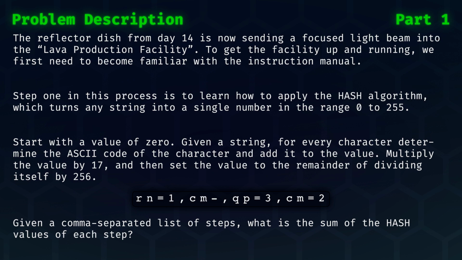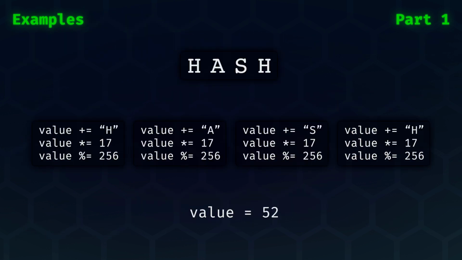every step string? Here's a quick example to make the algorithm more explicit. We of course start with a value of 0, and then we add the letter h as a decimal. Then we multiply by 17 and we apply a modulo operation. At the end of the string, we arrive at the value 52.